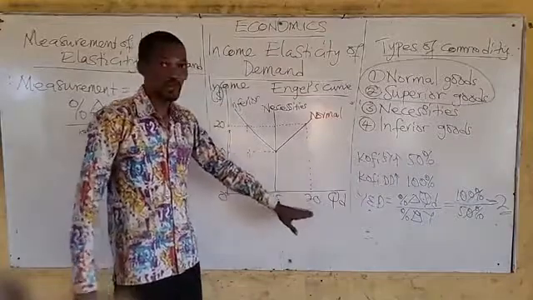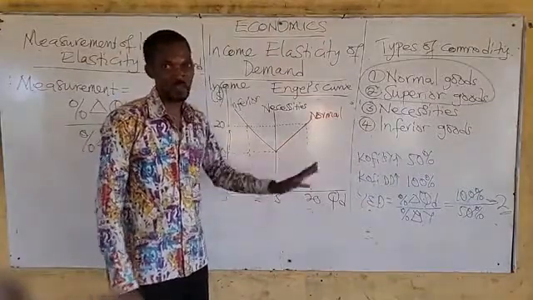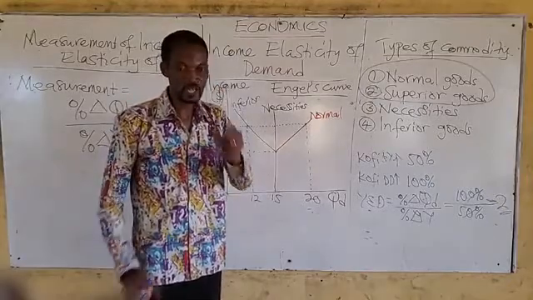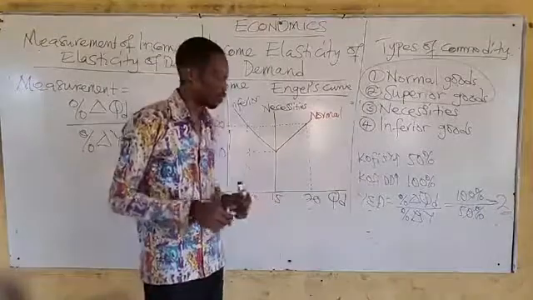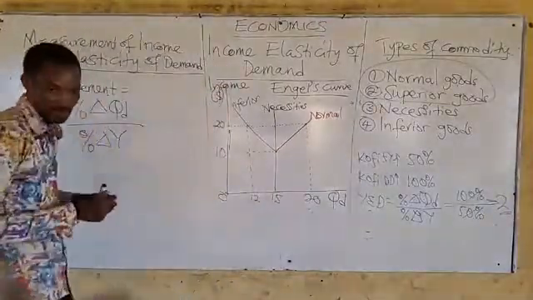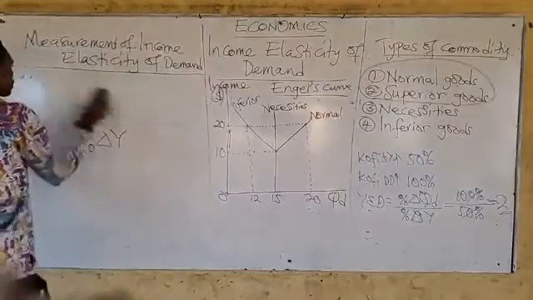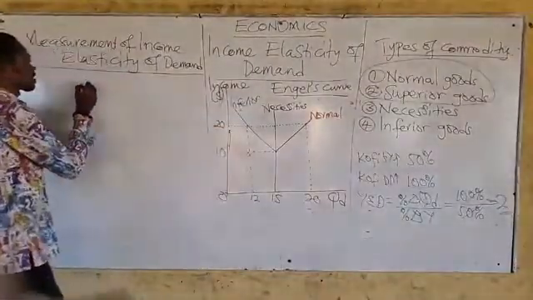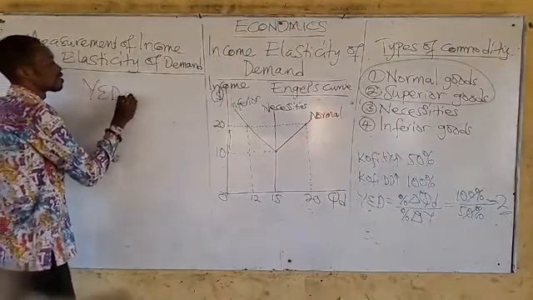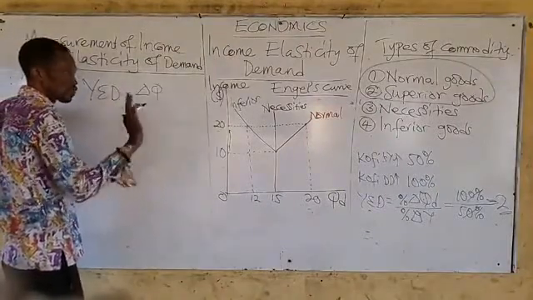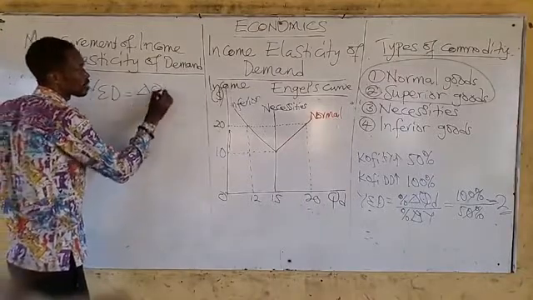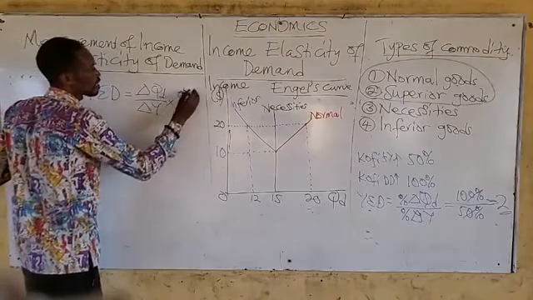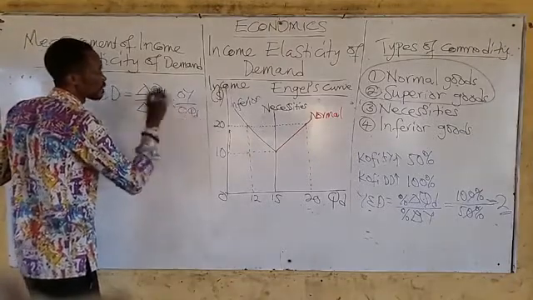And we can calculate it right now. We are going to do that last one. But this time we are not using the percentage formula. We are going to use the proportional formula so that you can see that the answer will be less than 1. So that is the last thing, then we close. Let's look at it. Income elasticity of demand is equal to change in quantity demanded divided by change in income, times original income over original quantity.